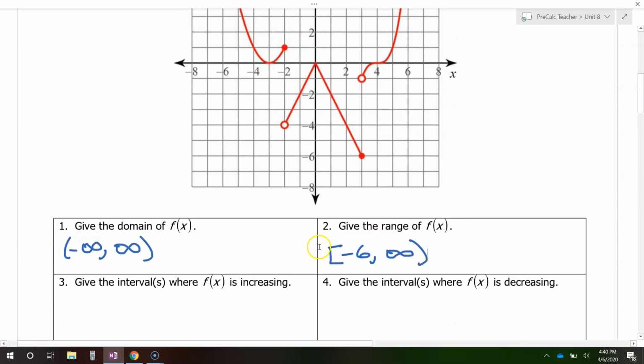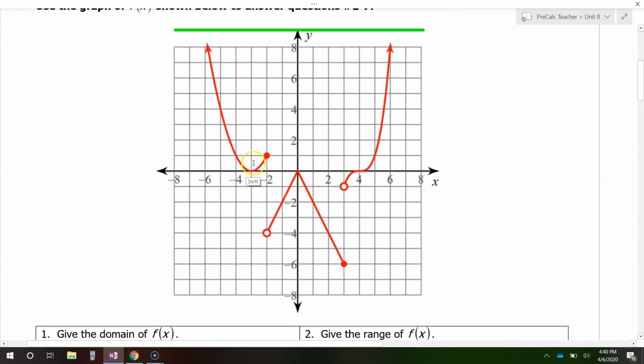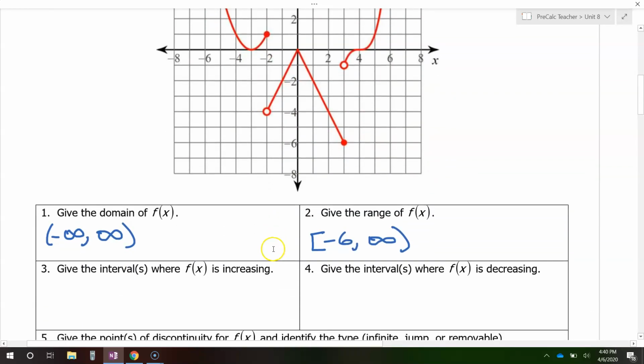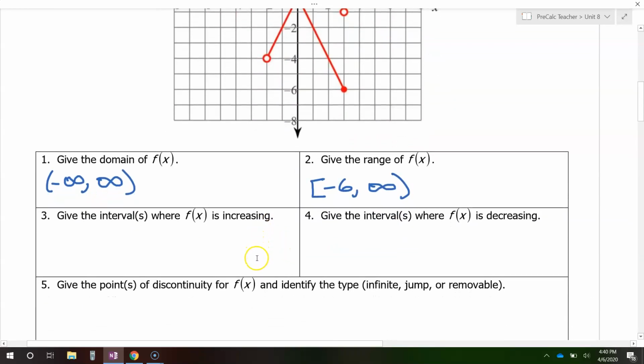So that's it. A common mistake is students will give me a range for this piece of the graph, they'll give me another range for the middle piece, they'll give me a third range for this piece. That is incorrect. You have to treat the function, this whole graph is one function. You have to treat it as a whole. Now, let's talk about intervals of increasing versus intervals of decreasing.